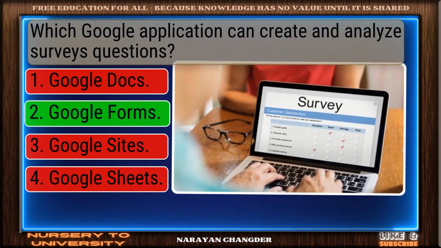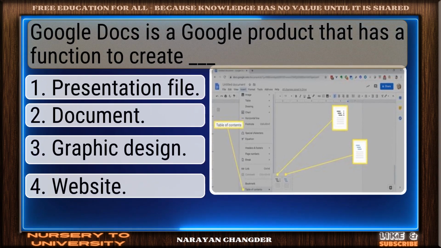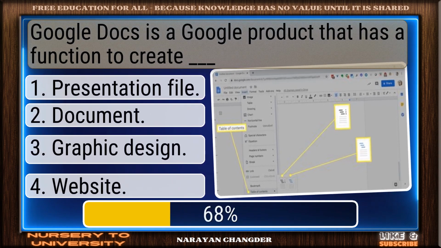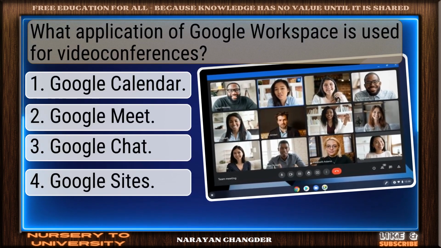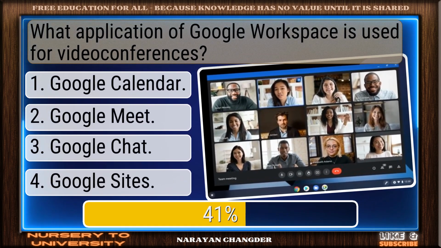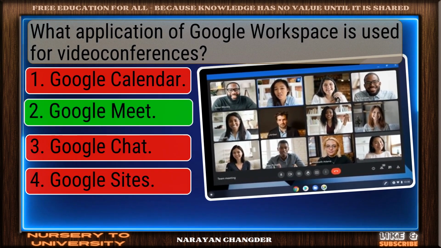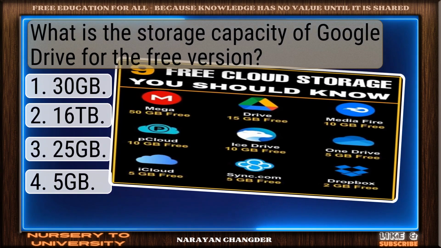Well expressed, Google Forms. Google Docs is a Google product that has a function to create dash. Commendable response, document. What application of Google Workspace is used for video conferences? Very good, Google Meet. What is the storage capacity of Google Drive for the free version?